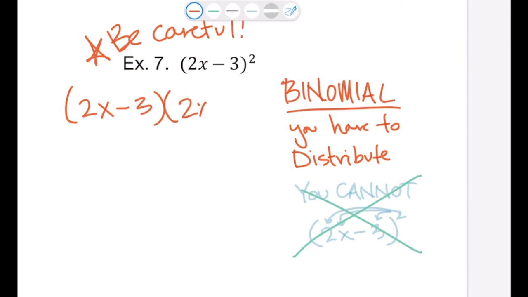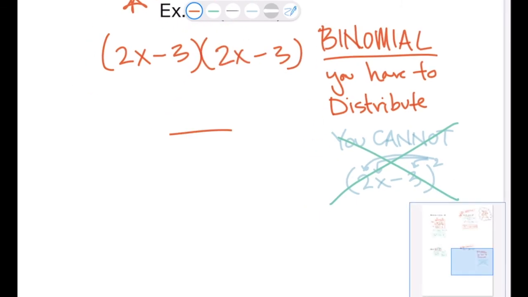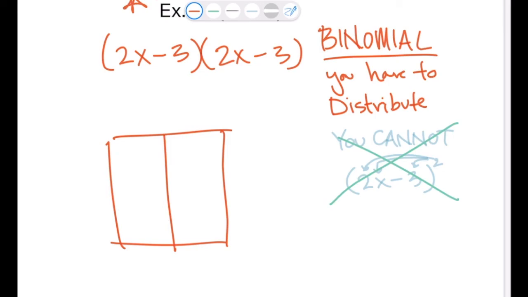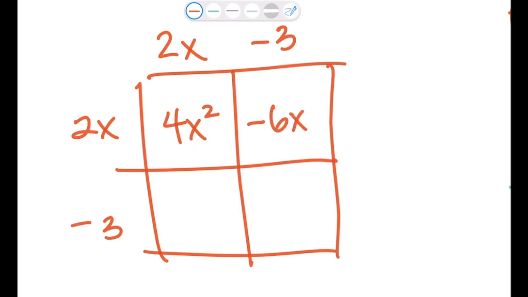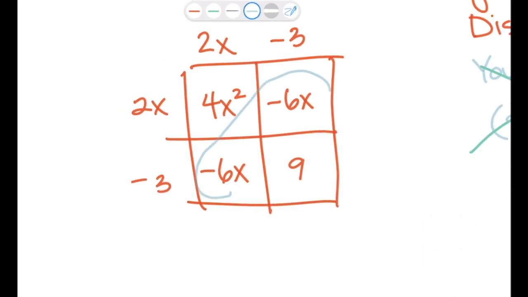So let's do that. So we have 2x minus 3 times itself. Now I'll do a box method again. Since we're dealing with a binomial times a binomial, we'll do a 2 by 2 box. Now the top box is 2x times 2x, so 4x squared. The second box, the top right, is 2x times negative 3, so negative 6x. The bottom left box is 2x times negative 3, so also negative 6x. And then the bottom right, negative 3 times negative 3 is positive 9.